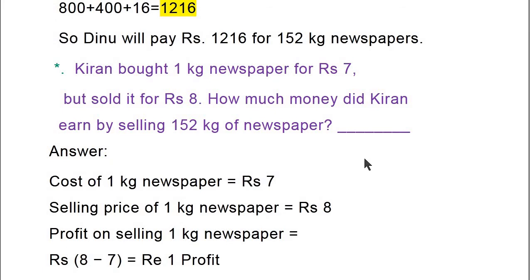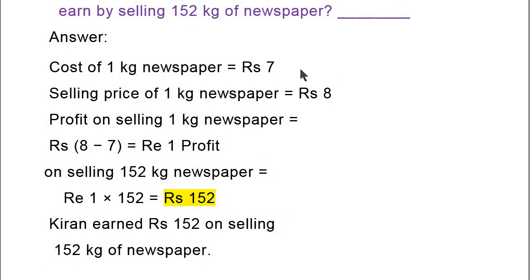Kiran bought 1 kg newspaper for rupees 7 but sold it for rupees 8. How much money did Kiran earn by selling 152 kg of newspaper? Cost of 1 kg newspaper is equal to 7 rupees. Selling price of 1 kg newspaper is equal to 8 rupees. Profit on selling 1 kg newspaper is 8 minus 7, which is rupees 1 profit. On selling 152 kg newspaper, 1 into 152 is equal to 152 rupees. Kiran earned 152 on selling 152 kg newspaper.